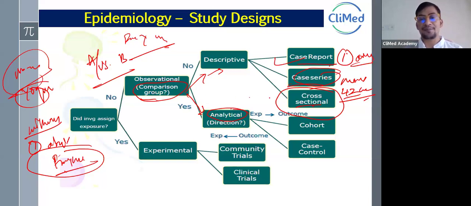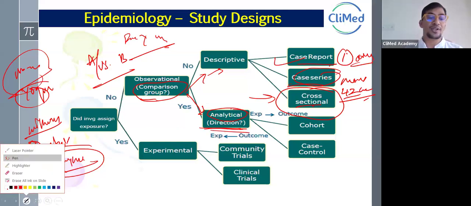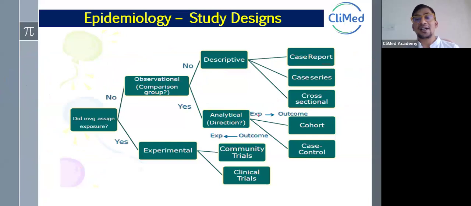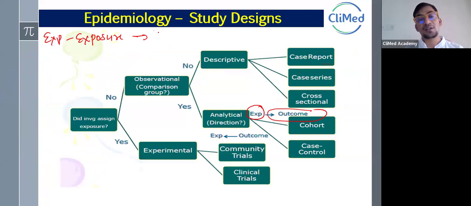Now if you come to the analytical studies, they are also divided into two types based on the direction. What is the direction here? You will see two terms: exposure and outcome. Exposure is the reason or cause, and outcome is the final disease or final result.